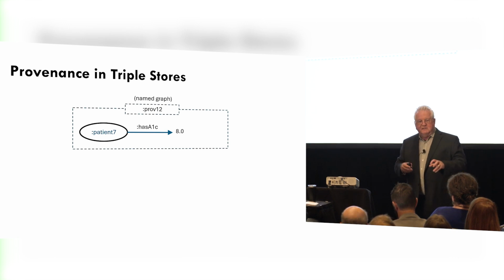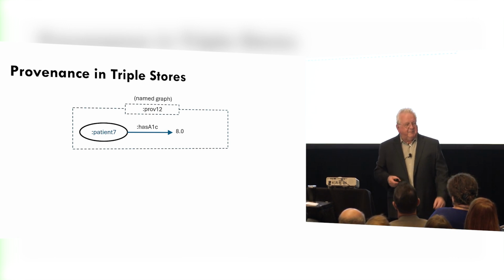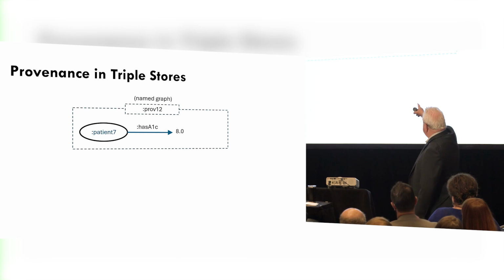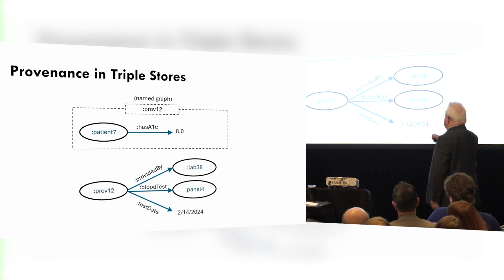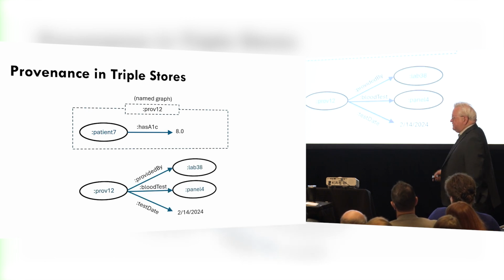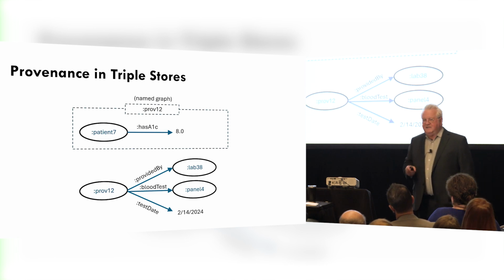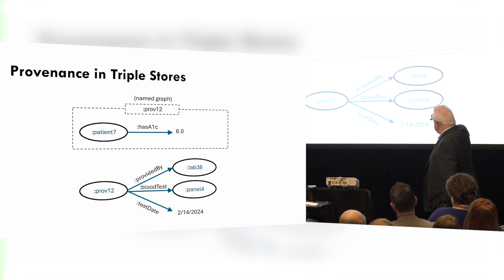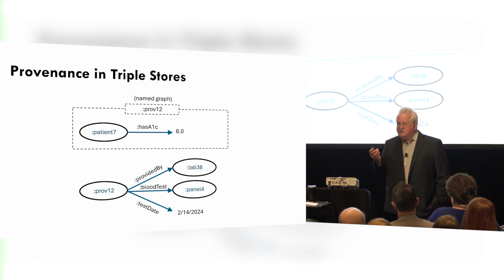You can put a literal in there if you want, but it's actually much more powerful if you put another thing with a colon in front of it, a URI, and say, how do I know that? I could have more triples and say, where did that piece of data come from? It came from that particular lab, that particular panel, on that particular date. The provenance of every piece of information in our knowledge graph is right there, one click away.